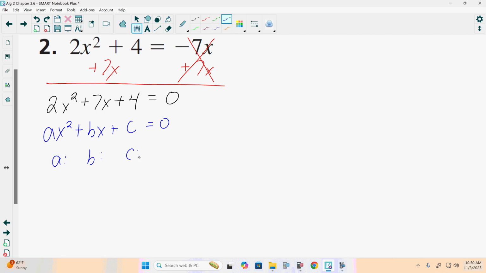Now looking at this here, what's the value of a? 2. What's the value of b? And c is 4. And all of these would be positive values.